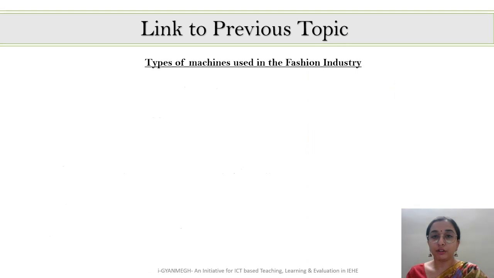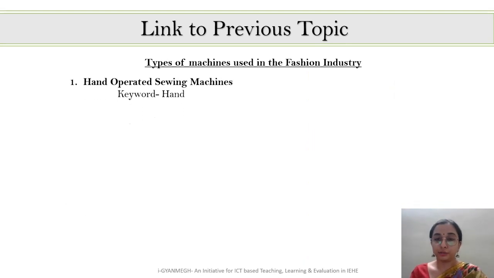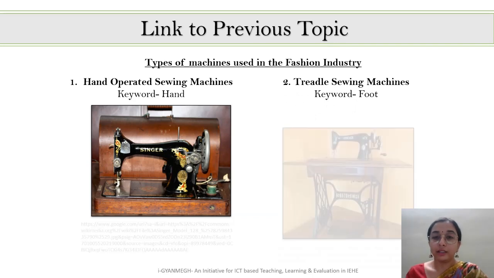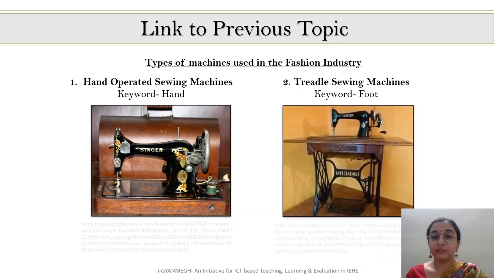Before studying this topic, you should be aware of the types of machines which are in the sewing industry. The very first machine is, as all of you know, the hand-operated sewing machine. It was used in the earlier times. So the key word for remembering this machine will be, it is hand-operated. The second one is the treadle sewing machine. So as the machine industry grew, from hand it came to foot. And so the key word for remembering what is the treadle sewing machine is foot.